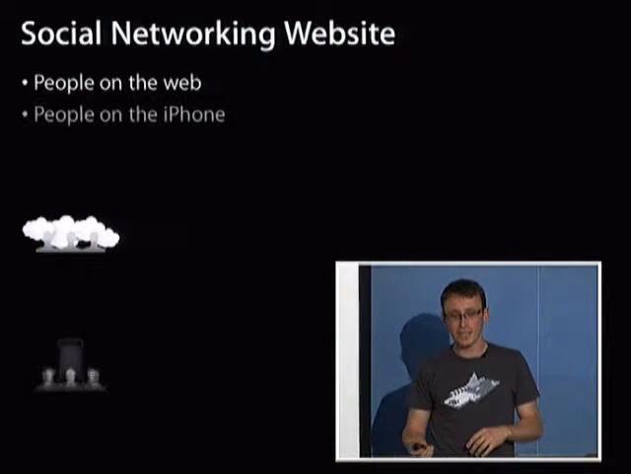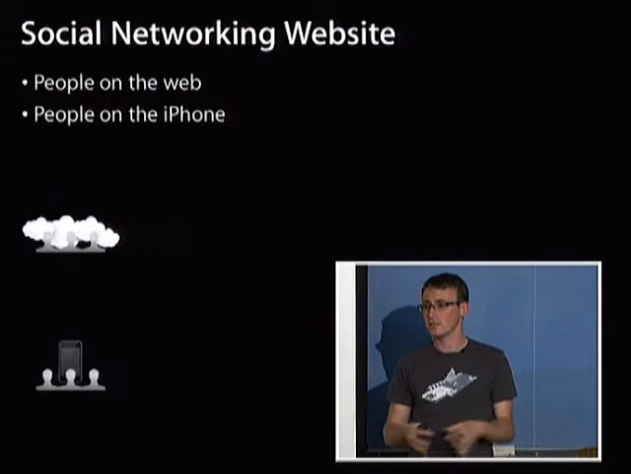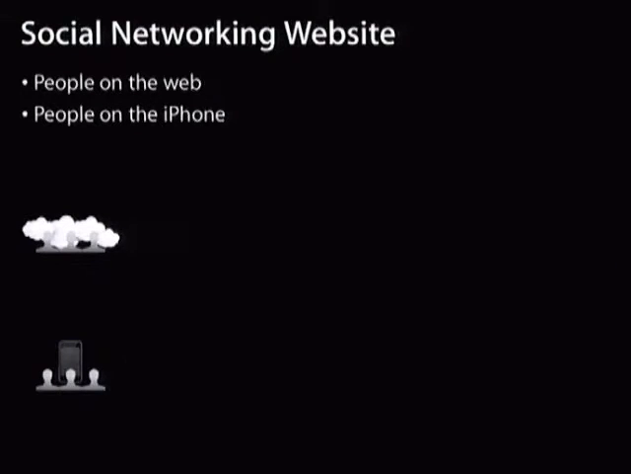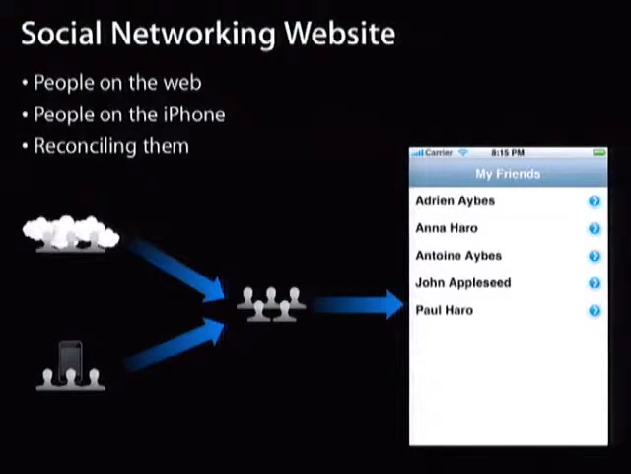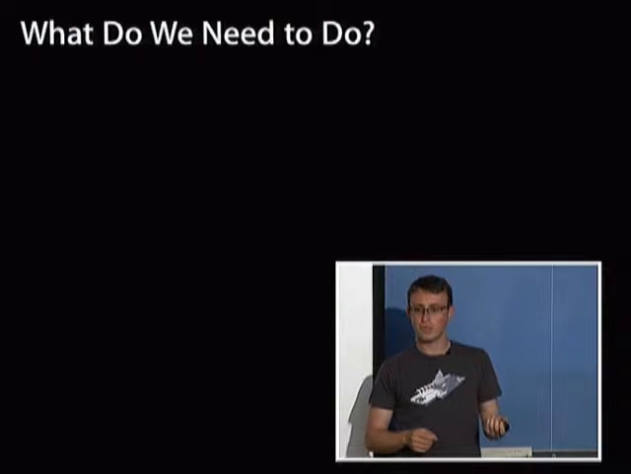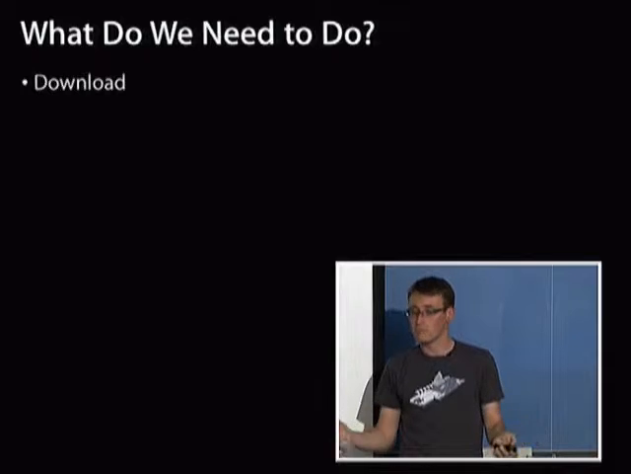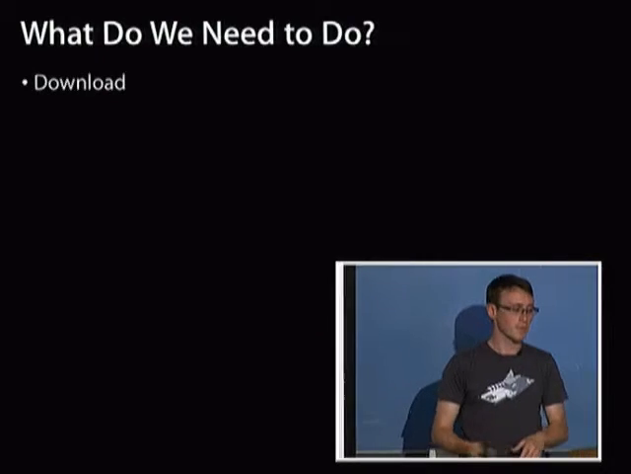You also likely, you and your users, have contacts and people on their iPhone. Or not, but usually they do. You want to reconcile those two and present a list of the people that were on the web, the people that were in your address book, and use the data from both places to display to a user. So what do we need to do in order to do that? The first step is usually to download those people from your web service, I imagine, from your social networking website.